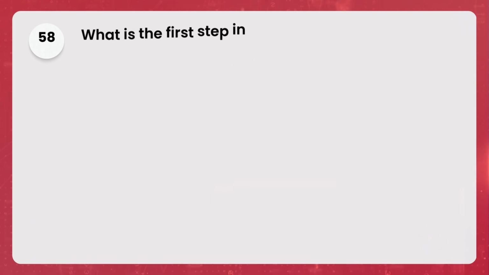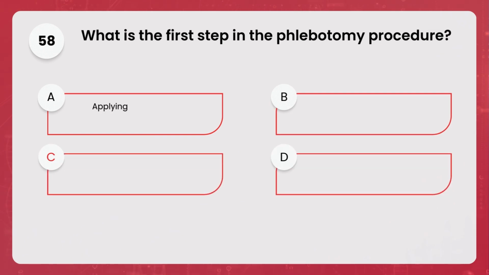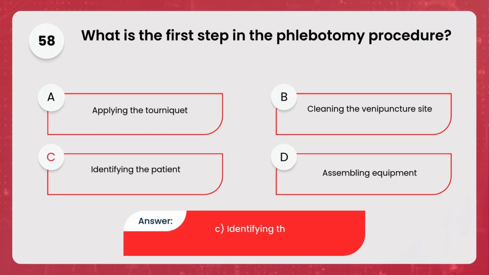Number 58. What is the first step in phlebotomy procedures? A, applying the tourniquet. B, cleaning the venipuncture site. C, identifying the patient. Or D, assembling equipment. The answer is C, identifying the patient.